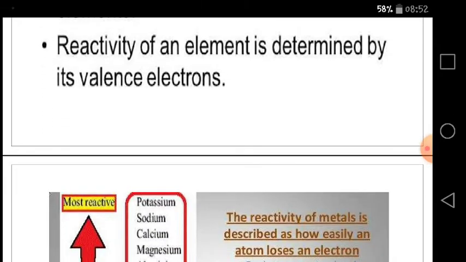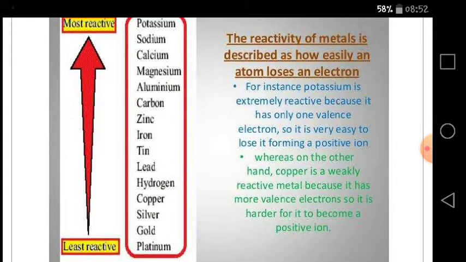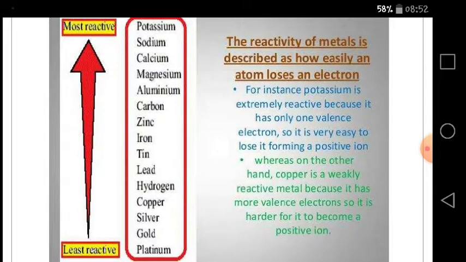To understand it in a better way, we have to discuss this slide once again, and this is the reactivity of metals. The reactivity of metals is described as how easily an atom loses an electron. For instance, potassium is extremely reactive because it has only one valence electron, so it is very easy to lose it to form a positive ion. Whereas copper is a weakly reactive metal because it has more valence electrons, so it is very difficult for it to become a positive ion.